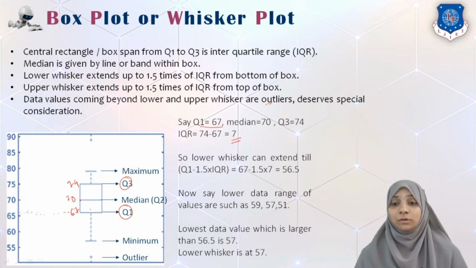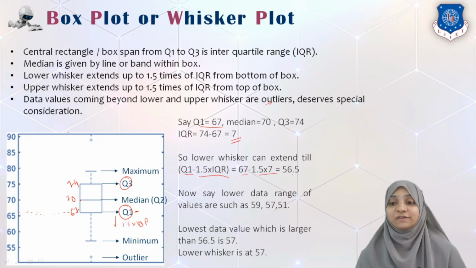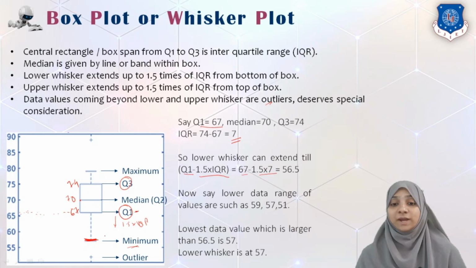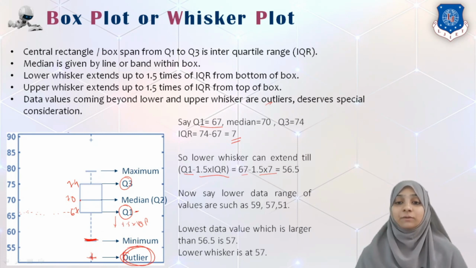Now to find the lower whisker, which can extend up to only 1.5 times the IQR below quartile 1, what we will do is quartile 1 minus 1.5 IQR. That is 67 minus 1.5 into 7, which is equal to 56.5. Now this whisker is giving me the minimum value. Whatever minimum you get from the data set that falls outside this whisker value is called an outlier. Now, how to find that?